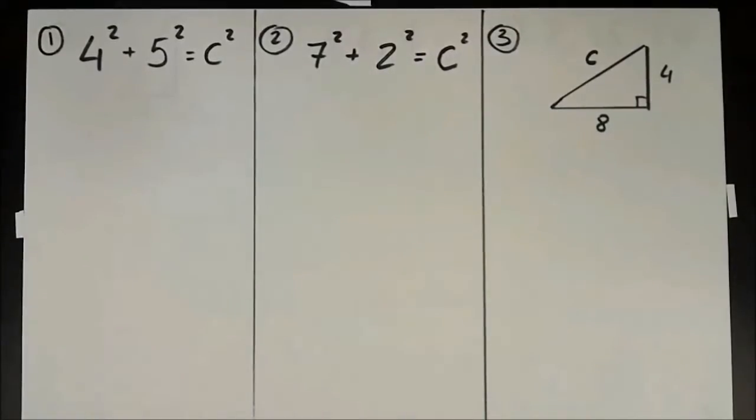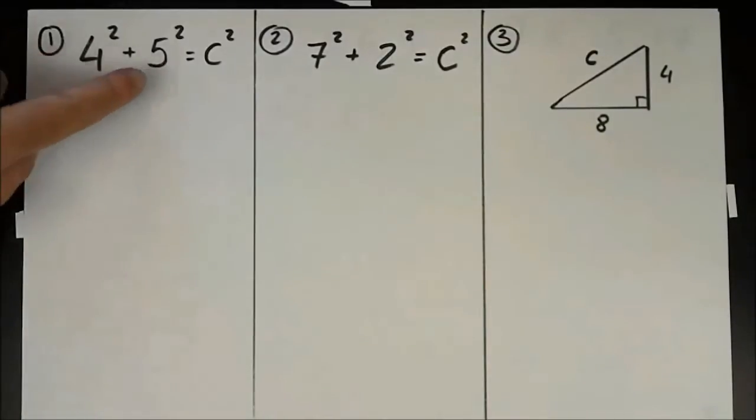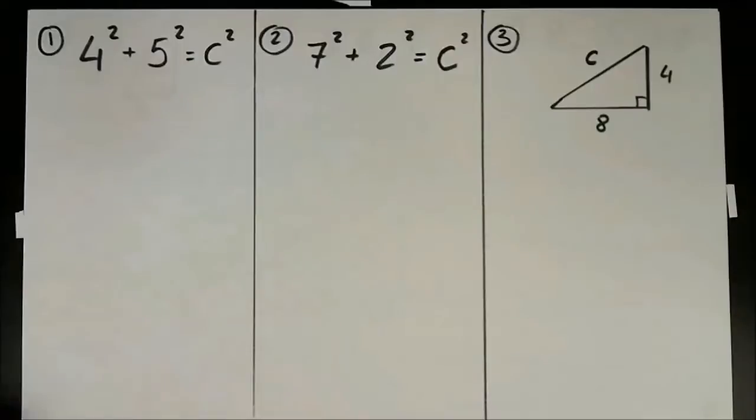They have everything plugged in, because if you remember, the Pythagorean Theorem is a squared plus b squared equals c squared. They already plugged in the numbers for a and b, and the only side that doesn't have a number is the missing side, c. So all you have to do is crunch your numbers and get the answer.